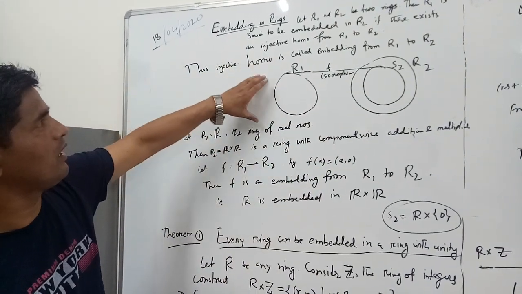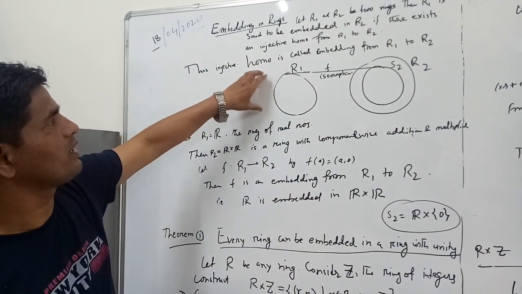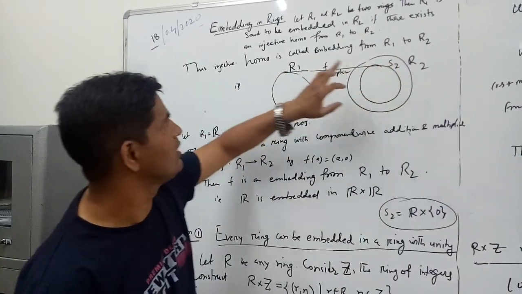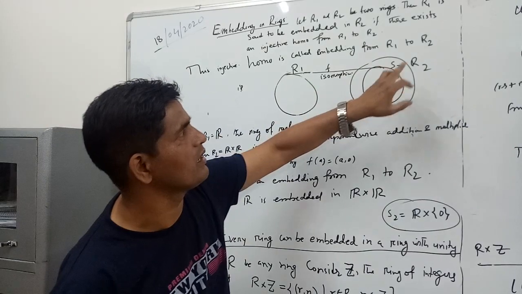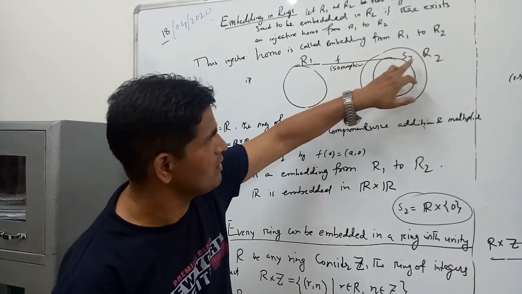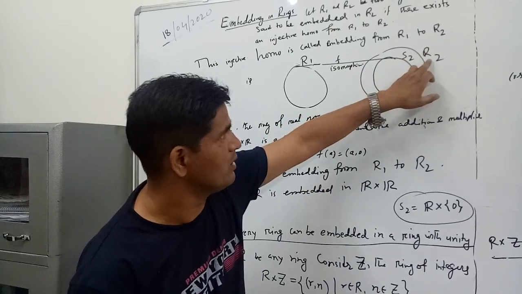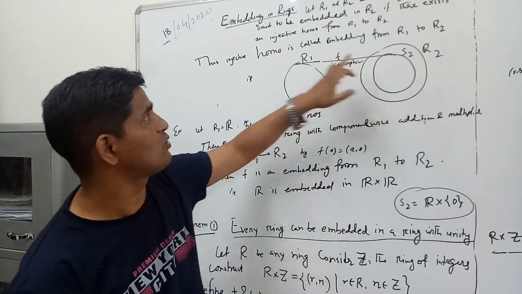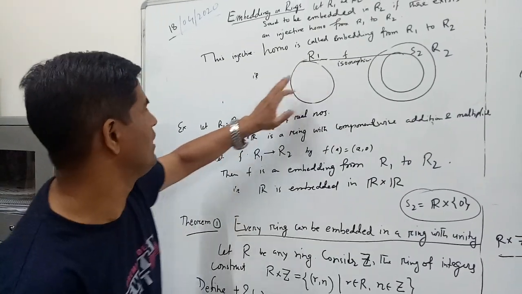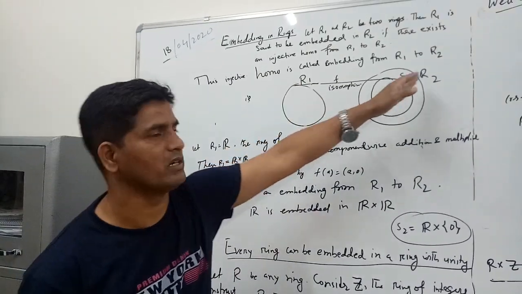Now, this definition of embedding in rings can be understood easily by this figure. Suppose R1 and R2 are two rings, then R1 is said to be embedded in R2 if there exists a subring S2 of R2 such that S2 is isomorphic to R1. In this case we will say that R1 is embedded in R2.